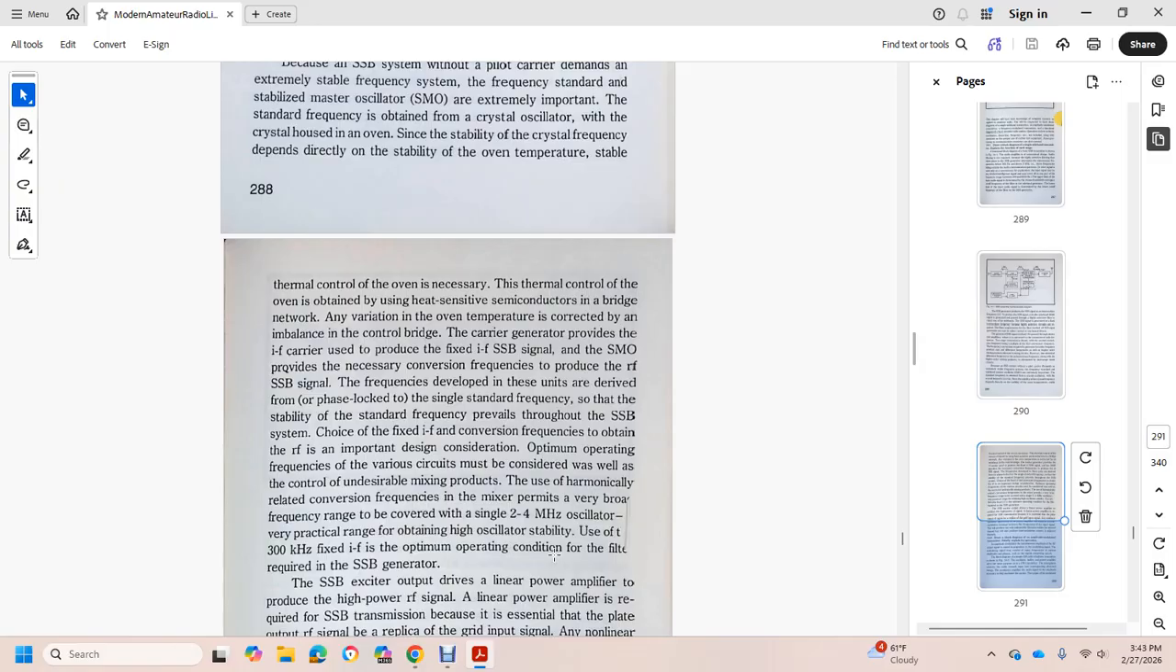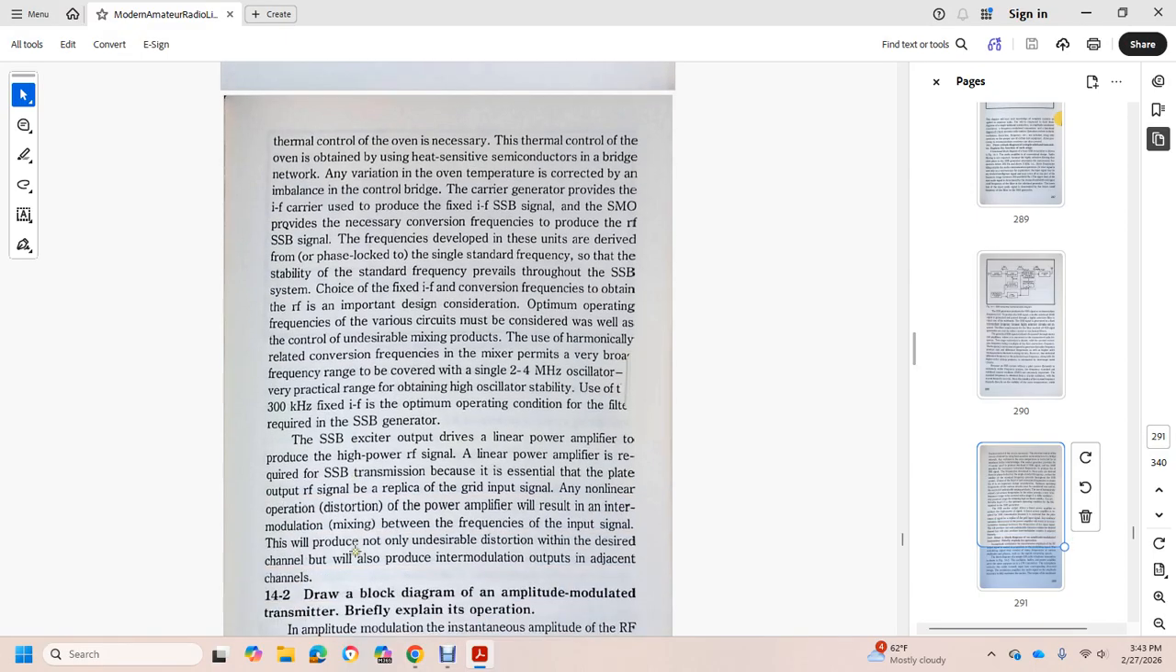The use of harmonically related conversion frequencies must be avoided. The varying broadcast frequency range is converted into the 4 megahertz oscillator range, which is very practical for obtaining high oscillator stability. The 300 kilohertz IF is the optimal operating condition of the filter required with the single sideband generator.